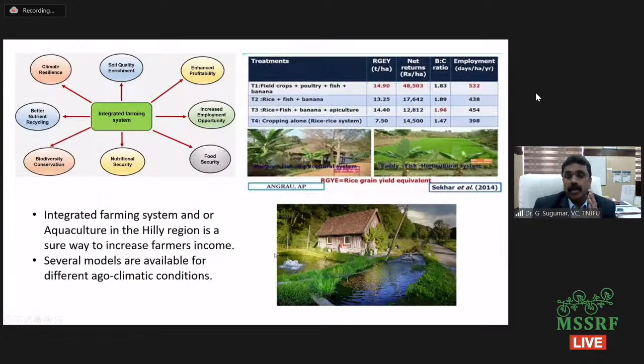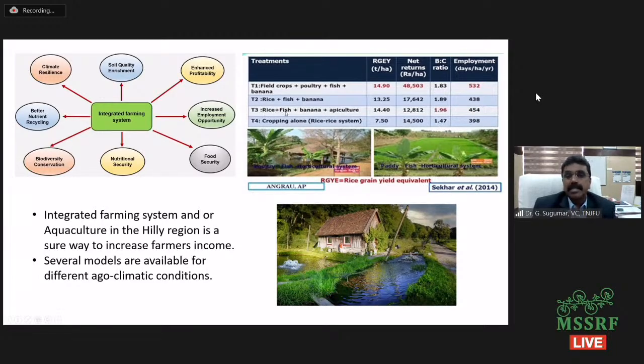Now, in order to increase the farmer's income and remove hunger and poverty, there is only one way. We have to integrate different enterprises so that the income is augmented. Several models and proven studies are available. Here I have shown a table which shows that when you have a crop alone, the cost benefit worked out for a hectare of land is 1.7.